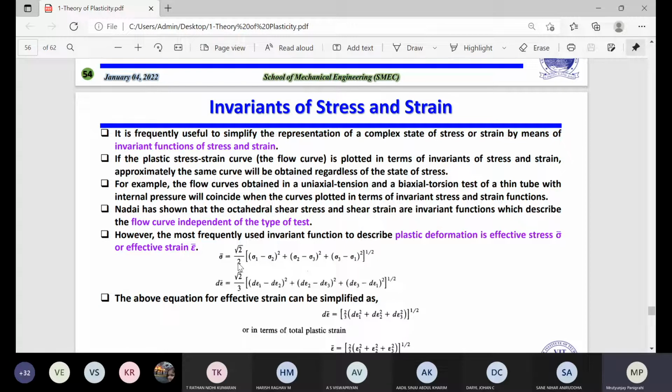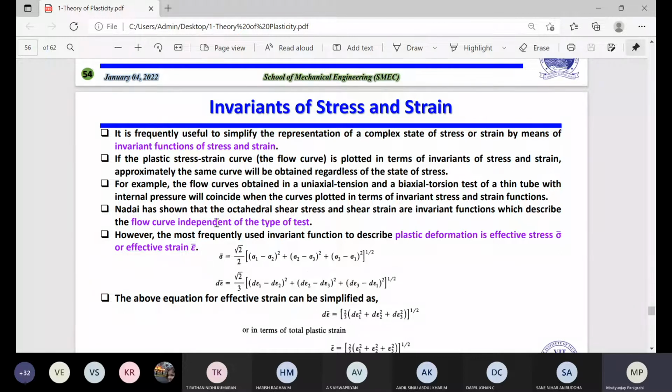Sometimes if we are teaching or studying, we say that we are studying maybe 10 hours, or maybe 5 hours. But how much is the effective study hour? Here also we have to calculate how much is the effective stress. The normal stress we take as sigma, so you can make it sigma bar, and the effective strain is epsilon bar.